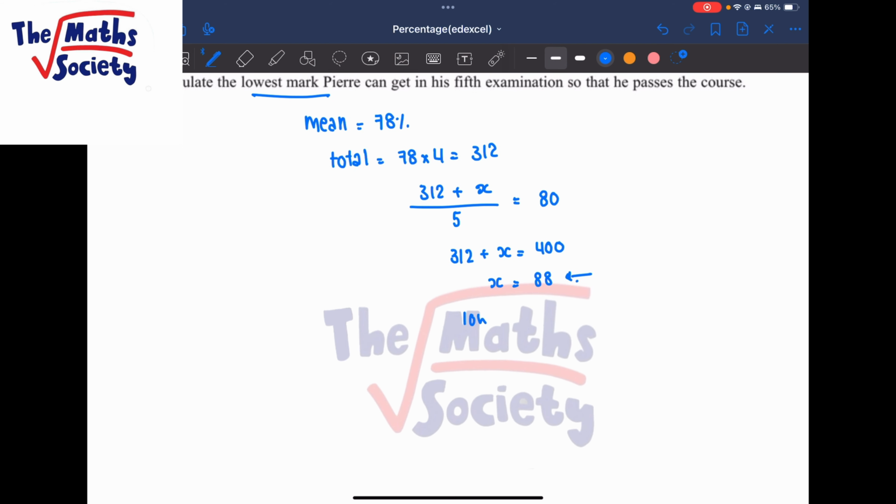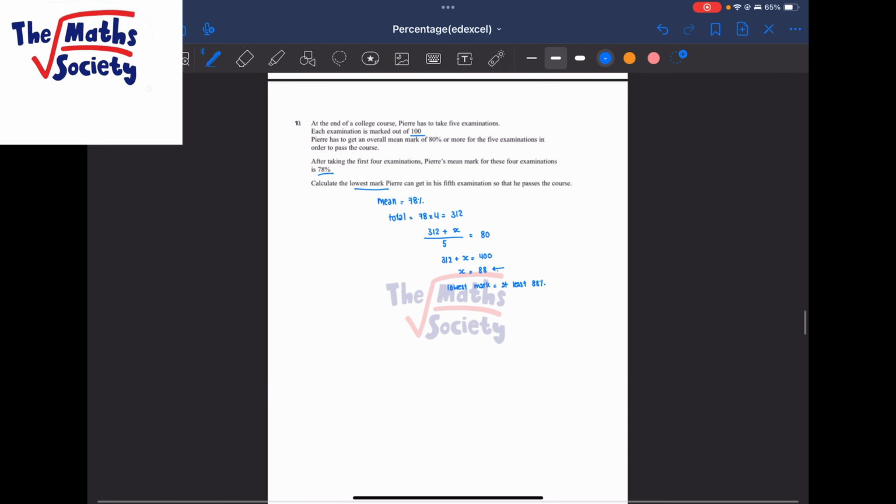So the lowest mark would be at least 88% to pass the course.